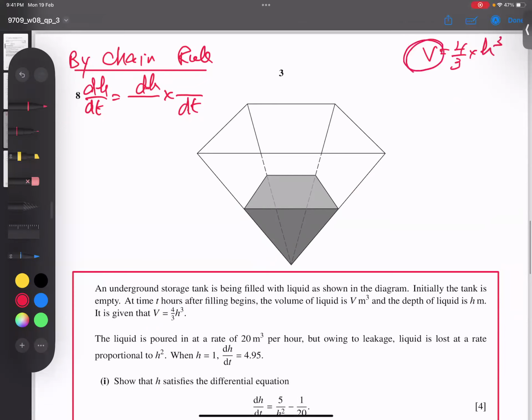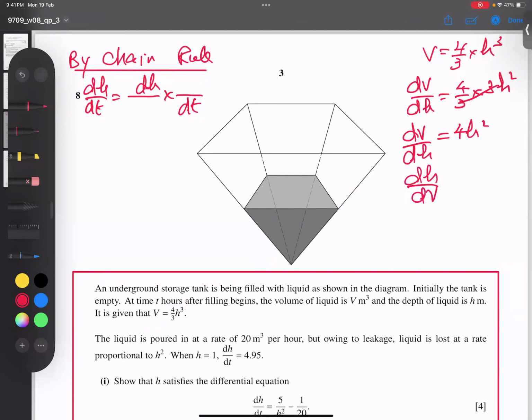It means if I differentiate volume with respect to height, I will get dV by dh. 4 by 3 as it is, the 3 comes down and the power is 1 less, 3 cancels out. 4h squared is dV by dh. I think I can guess from here. If I flip it, dh up and dV down, I get 1 over 4h squared. So I think this volume is helping us.